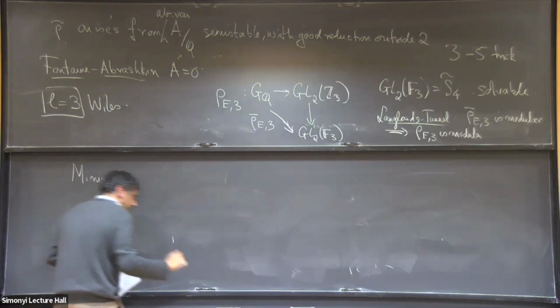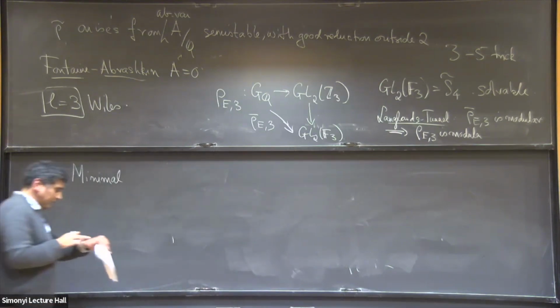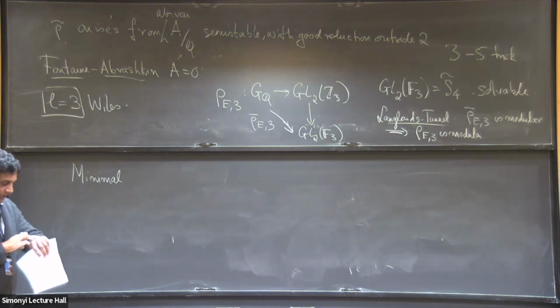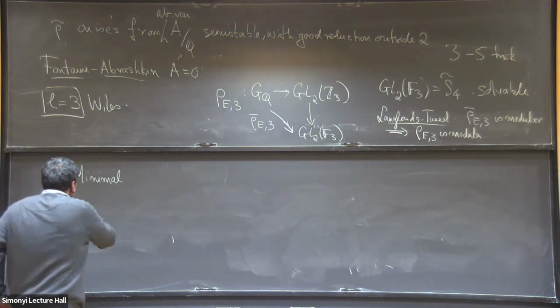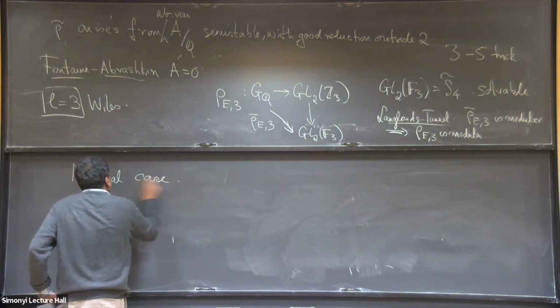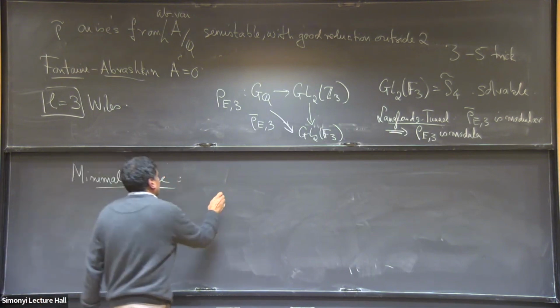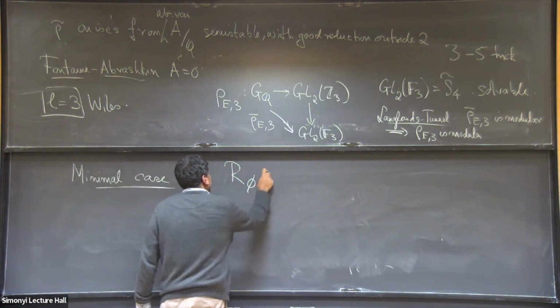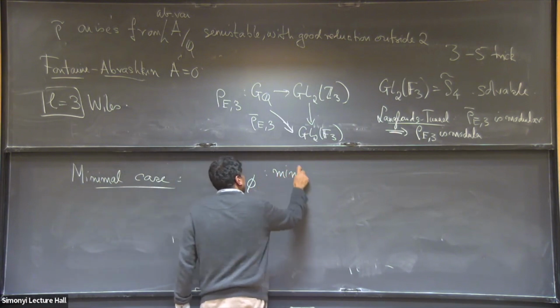Okay, actually, maybe I'll just do this, because I think I've spent a lot of time on the introduction. So maybe I should come to the part where, let me just do the minimal case. So you have some kind of minimal deformation ring, which I'm going to call R phi. Its points will parameterize deformations.